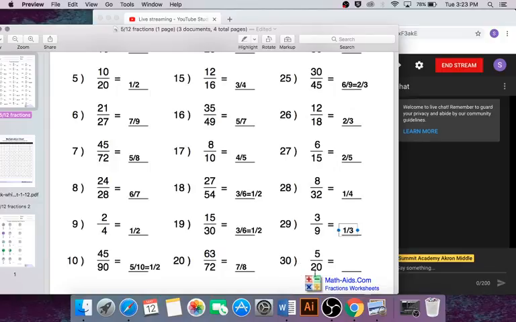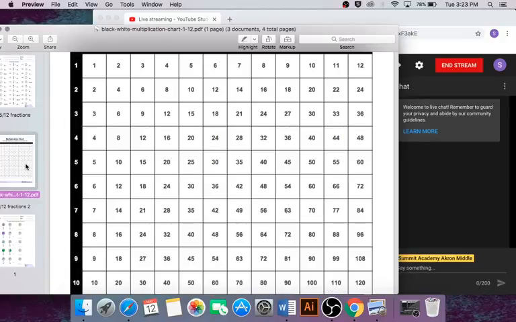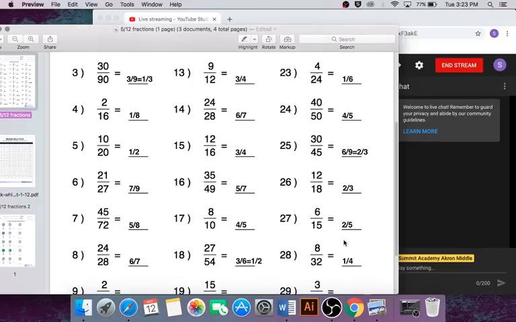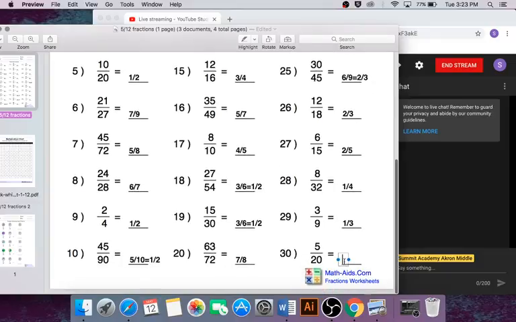30, we have 5 and 20. So the smallest number that goes into 5 is 5, and then 20 would be 5 times 4. So our answer is going to be 1 over 4. 1 times 5 is 5. 5 times 4 is 20. Okay.